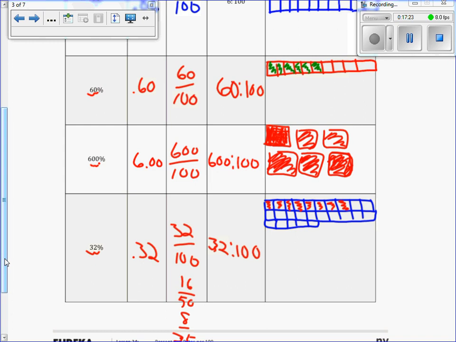8 times 4 is 32. 25 times 4 is 100. So 32 out of 100 is equivalent. Notice that it's equal. It's equivalent to 8 over 25.